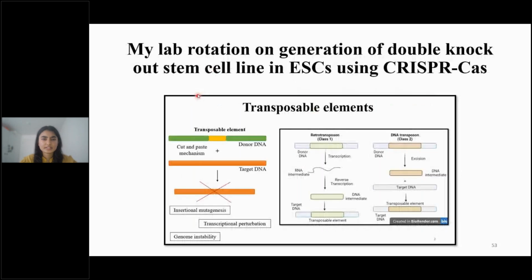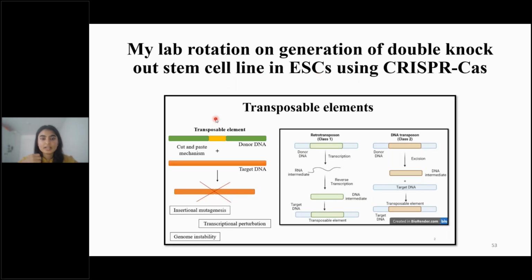So this is the last part. This is just 3-4 slides more. So I worked on this project during my lab rotation here at LMU Munich. This is part of my master's program. I have a 2-year master's program, and we have a compulsory lab rotation. So during one lab rotation, I worked on embryonic stem cells, and I used CRISPR-Cas for this.